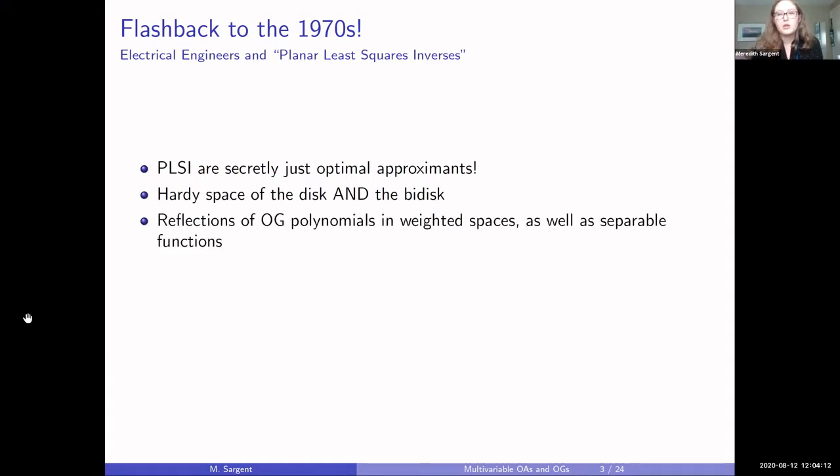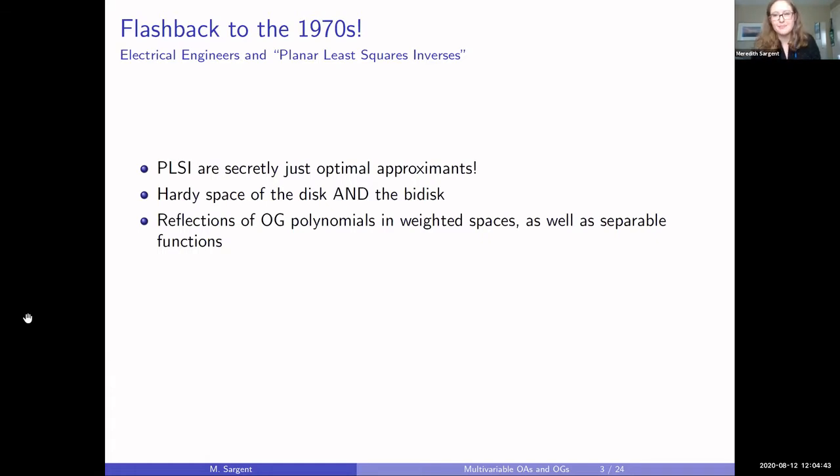One of the things they were looking at were reflections of orthogonal polynomials in weighted spaces, and they also looked at separable functions, and they saw that these optimal approximants are clearly related to these orthogonal polynomials, and we can do some stuff in two variables, but it's more restrictive. There's also a mathematical paper from 2015 by Benito, Condori, Leah, Secco, and Sola, where they look at the two variable case as well. They run into some of the same problems that the engineers ran into. And we've finally resolved those.